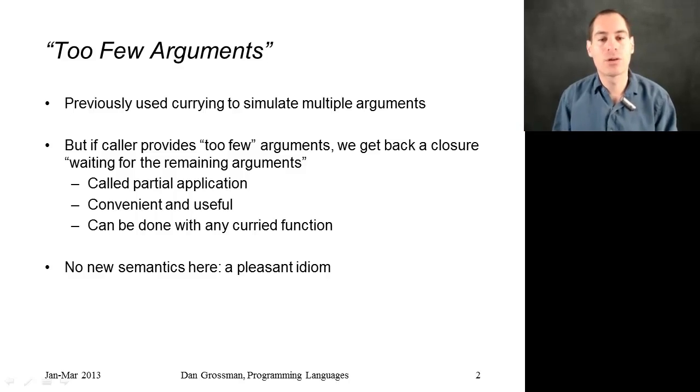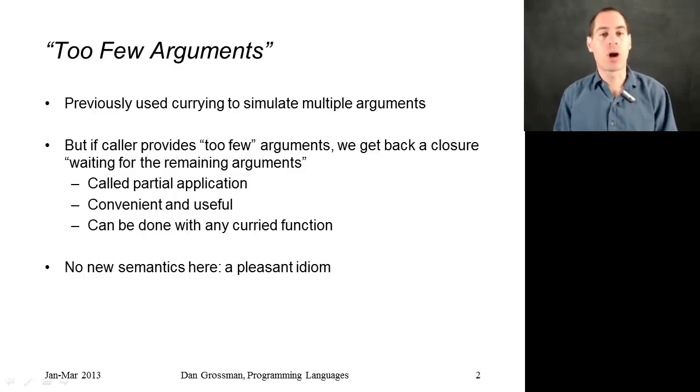But what if we took those same function definitions and as callers just passed in fewer arguments, 1 or 2 instead of 3? Well, then what we would get back is a closure that's waiting, if you will, for the remaining arguments. There's no new semantics here. It's just a pleasant idiom that is completely allowed. You can always call a function that returns another function and then save that function and have it around for when you want to call it.